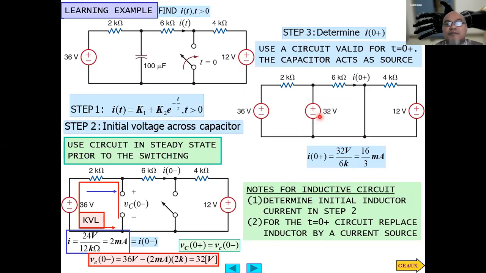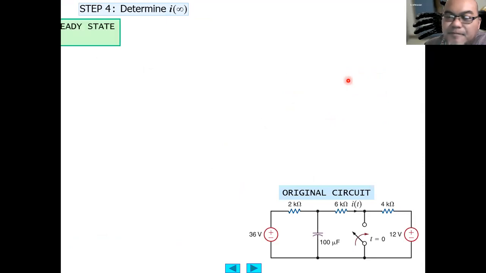To obtain the initial value i(0+), you have to first draw the circuit in steady state prior to the switching, in order to obtain the VC just before the switching, which will be equal to the VC just after the switching. Then from here, you can calculate the current i(0+), the current flowing just after the switching.